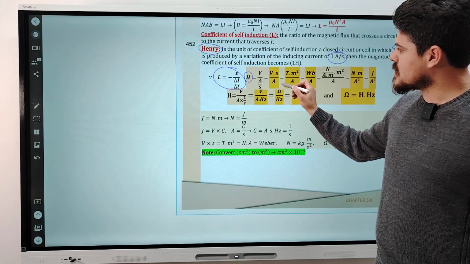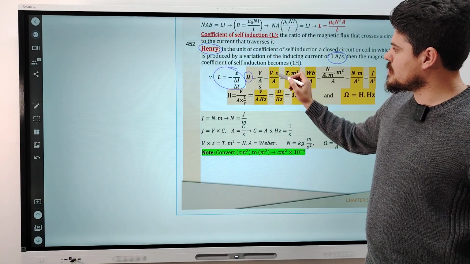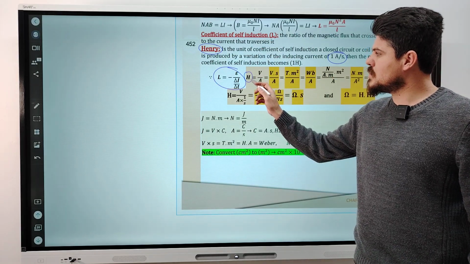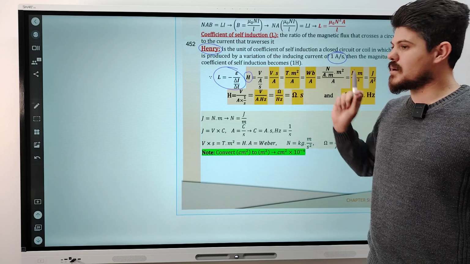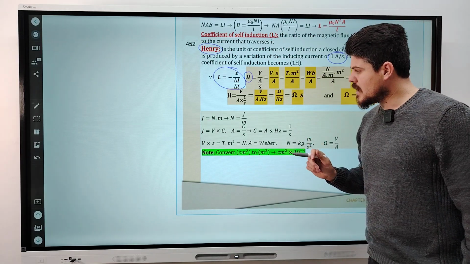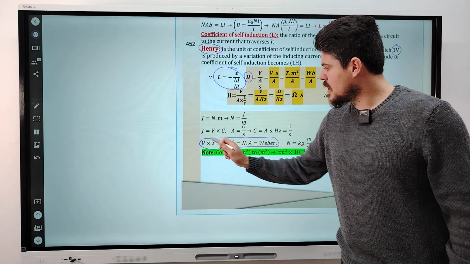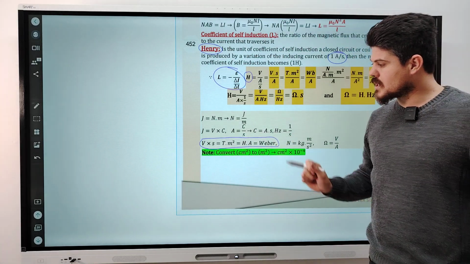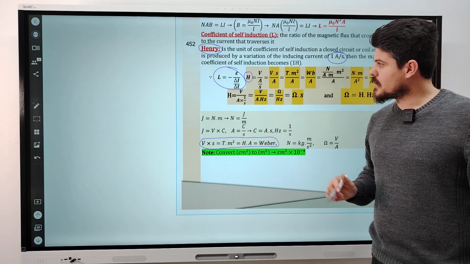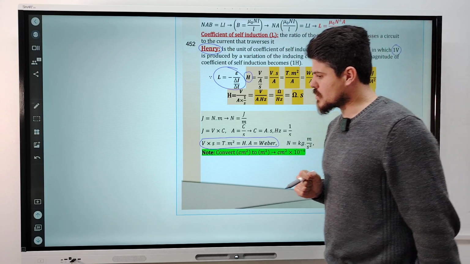So according to basic math, if you rearrange this denominator, this second goes up, and it becomes volt second over ampere. So it means that Henry is equal to what? Volt second per ampere. And volt second is equal to what? Volt second is equal to Tesla meter square, and equal to Henry ampere, or equal to Weber. Okay, volt second is equal to what? Is equal to Tesla meter square.